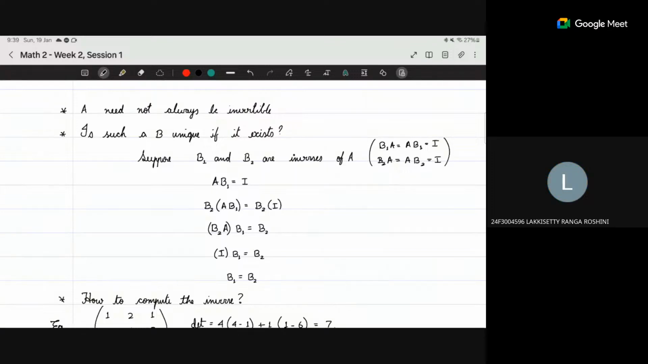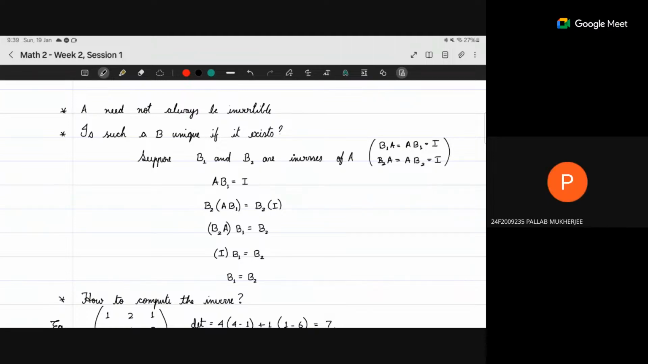Sir, I didn't understand the last part, sir. Like the conclusion. Okay, so all of these steps, did you understand? Yes, sir. The conclusion, that is B1 equals B2. So what's that? B1 is equal to B2. The argument is fine, right? To get B1 equal to B2.